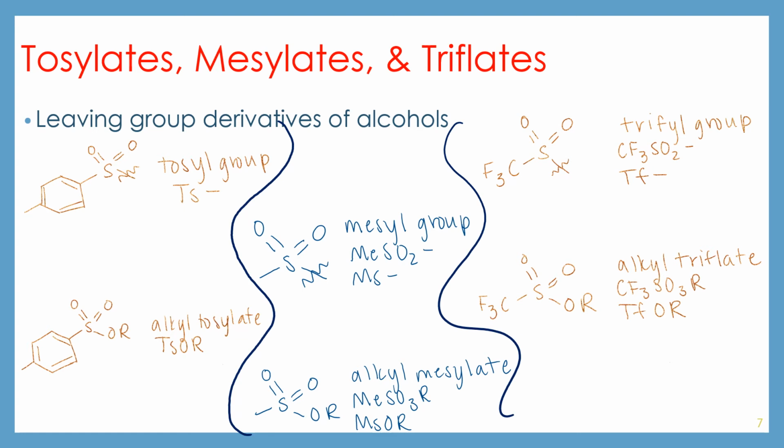And then we have the triflate group. This one, the name stands out a little bit. Triflyl is short for trifluoromethane sulfonyl. So we have 3 fluorines on this carbon here. So this was methyl sulfonyl. If you add 3 fluorines, it becomes trifluoromethane sulfonyl.